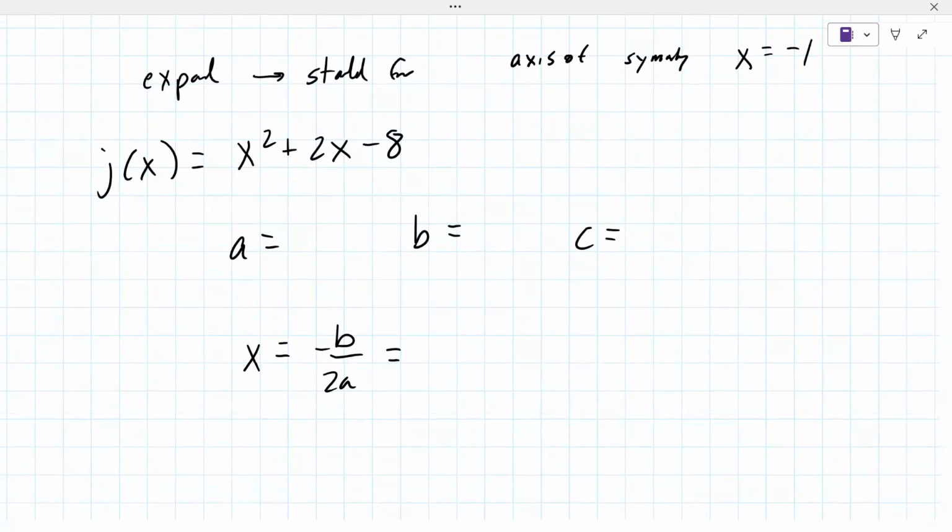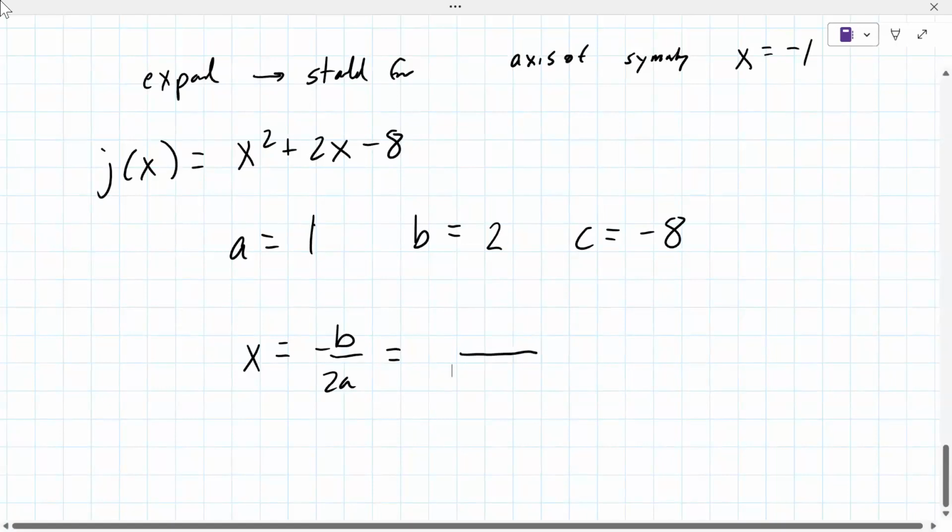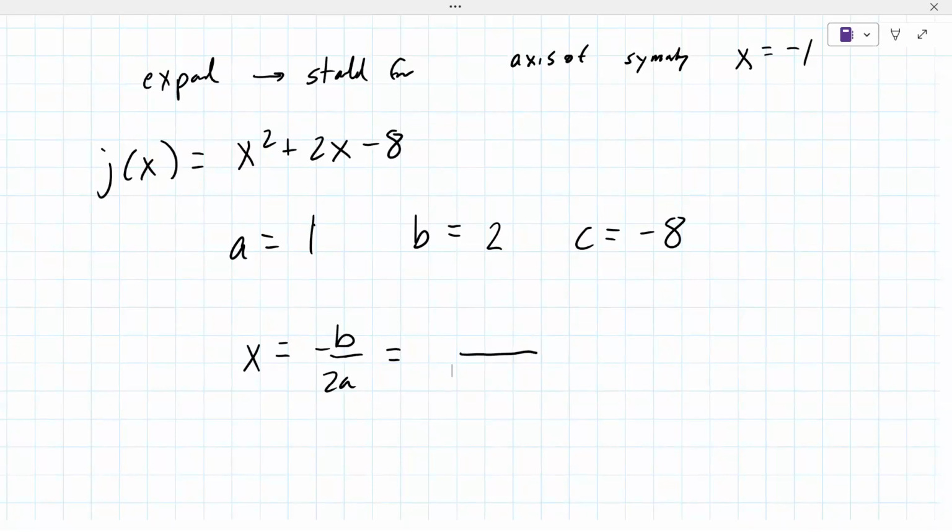All right. A would be 1, B would be 2, and C would be -8. Good. So go ahead and find the value of x. You shouldn't be surprised when you get the result. I got -1.